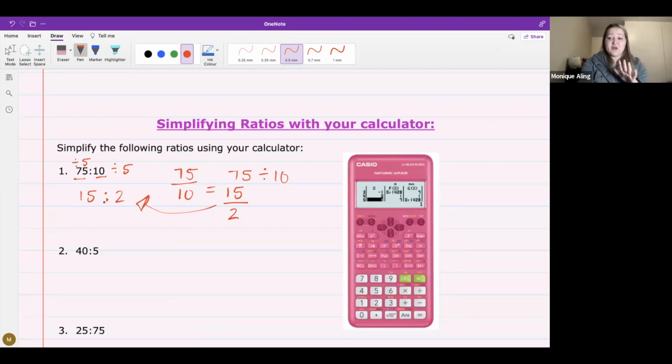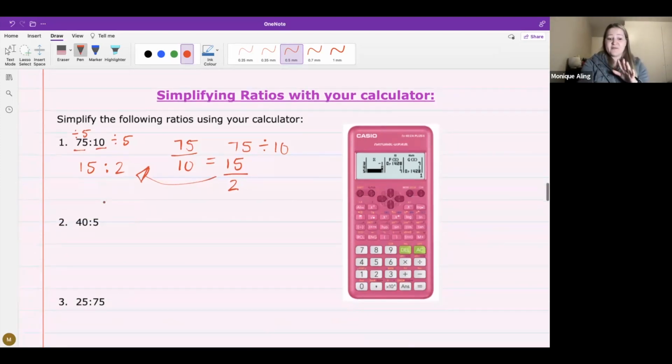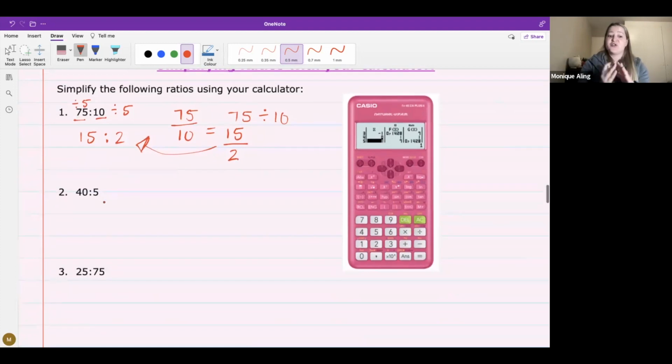Okay, let me know if you have any questions. If not, I'm going to ask you guys to try question 2 and 3 for me. Quickly use your calculators to work out the simplified ratio.